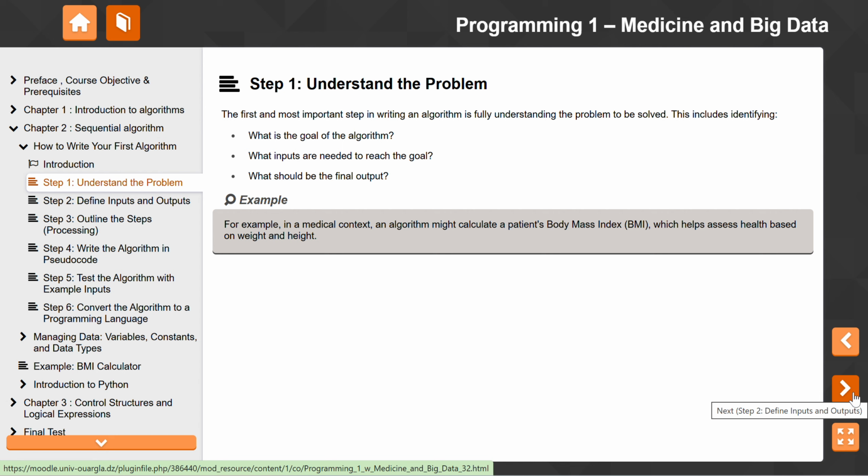Let me give you an example in a medical context. An algorithm might calculate a patient's body mass index, which is BMI, which helps assess health based on weight and height. So this is the problem: calculating BMI.